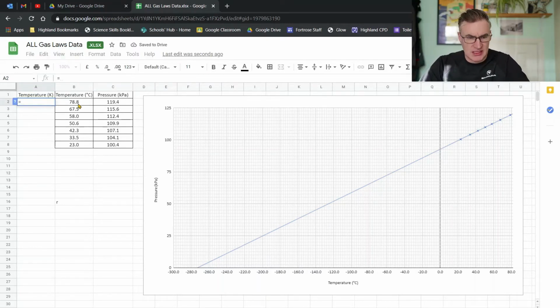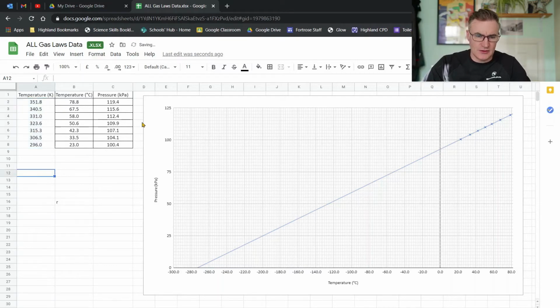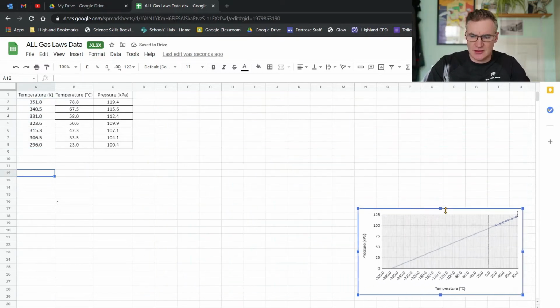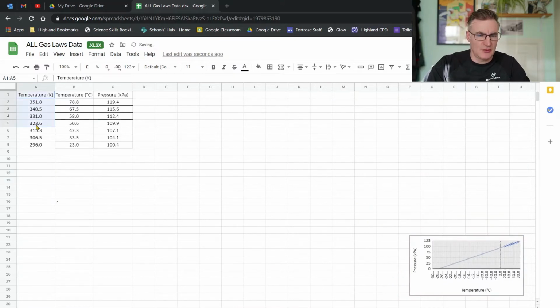We're going to say that that is that, and remember for Kelvin we want to add on 273 degrees, so at 78.8 degrees Celsius will be 351.8 Kelvin. Now what we're going to do, I'm going to shrink this graph way down here, and I'm going to plot a new graph, but this time temperature in Kelvin against pressure.